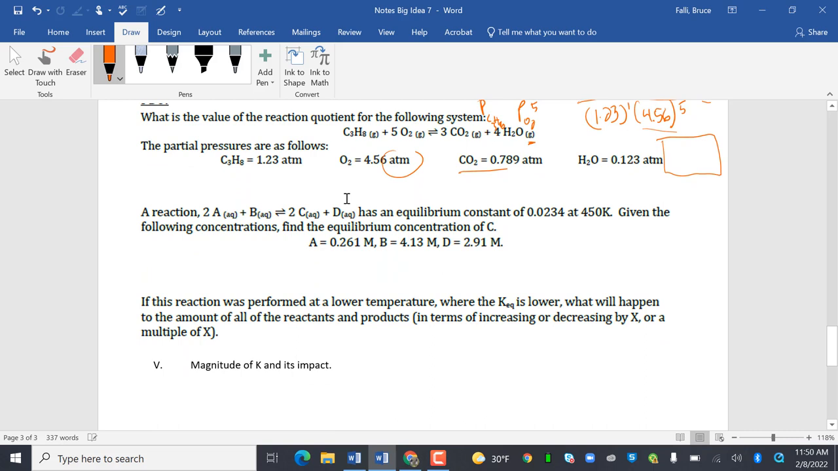All right. 2A plus B is in equilibrium with 2C plus D. They're all aqueous. It has an equilibrium constant, that's K, of this. By the way, temperature is the only thing that changes K. Temperature is the only thing that changes K. Given the following concentrations, find the equilibrium concentration of C. So K is C squared times D over reactants A squared B. So they gave me K. K is 0.0234.